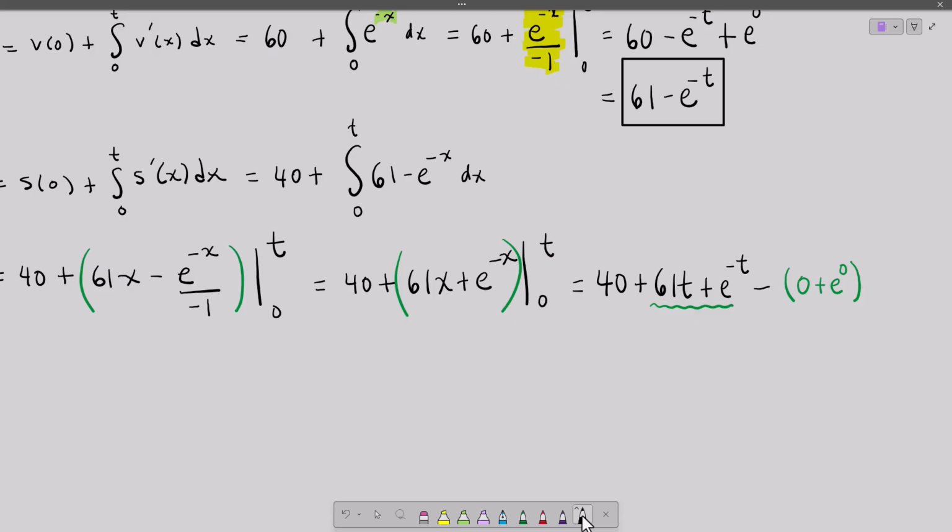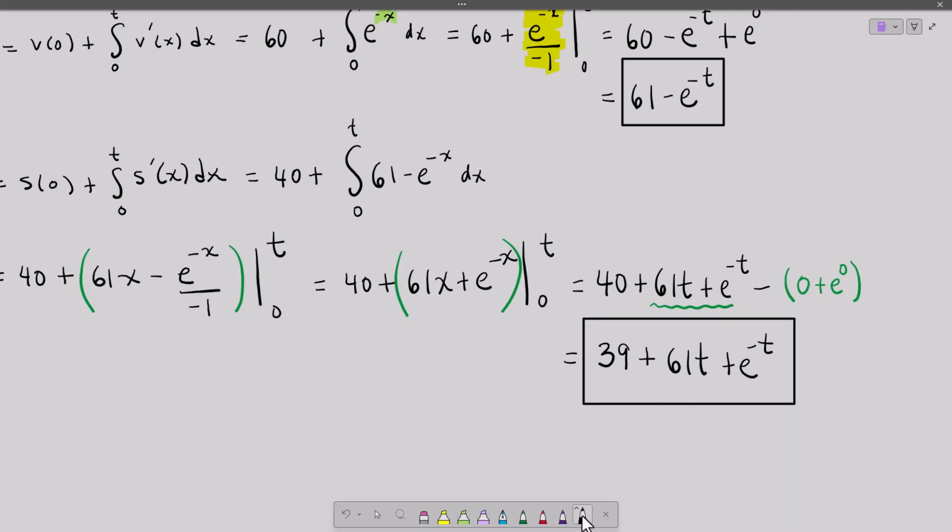So what does this end up being? What is e to the 0? 1 plus 0. So this whole thing is -1. So that makes this 39 plus 61t plus e to the negative t. This will be position at time t. So this is the part that you were asking about, Sebastian, right there. There's that built-in minus sign. Upper minus lower evaluation of the limits.